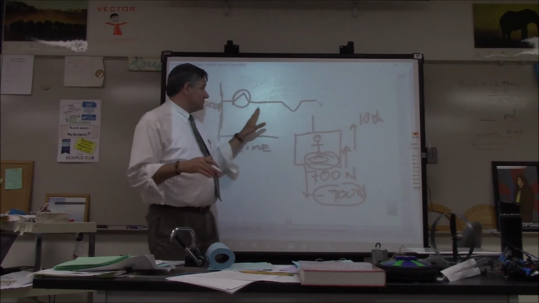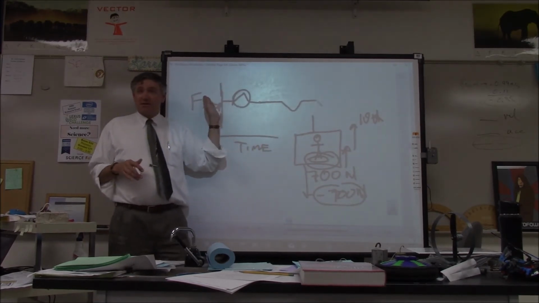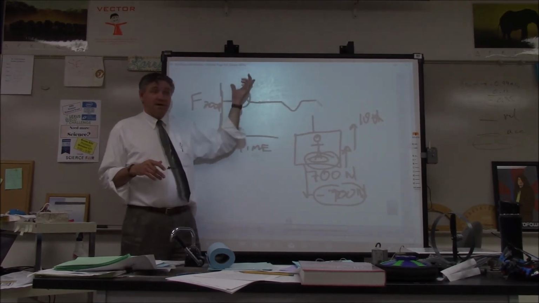Now, as long as you're moving at a constant velocity, this is going to be a horizontal line. If you're speeding up, it's going to go up.